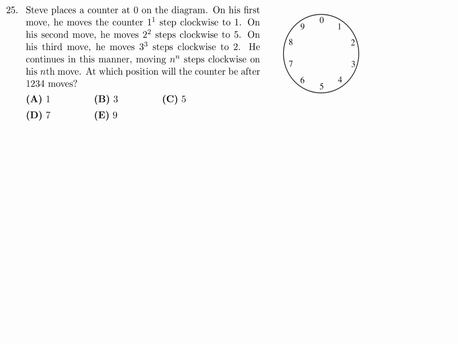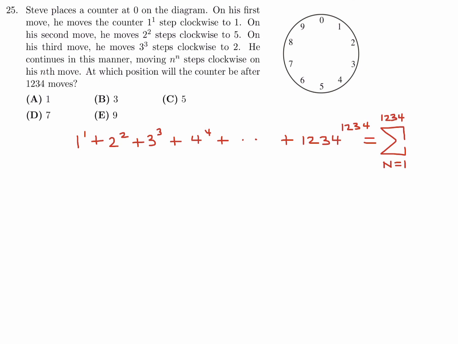This question basically is saying that first you have 1 to the power of 1, then you have 2 to the power of 2, then you have 3 to the power of 3, and then so on, right? 4 to the power of 4. And then eventually you're going to get to the very last one, which is 1234 to the power of 1234. And this, mathematically, is represented with a summation. And I'm sure you have seen this. If you haven't, it's okay. It's from 1 to 1234, in this particular case, of n to the power of n. That's how you would represent it.